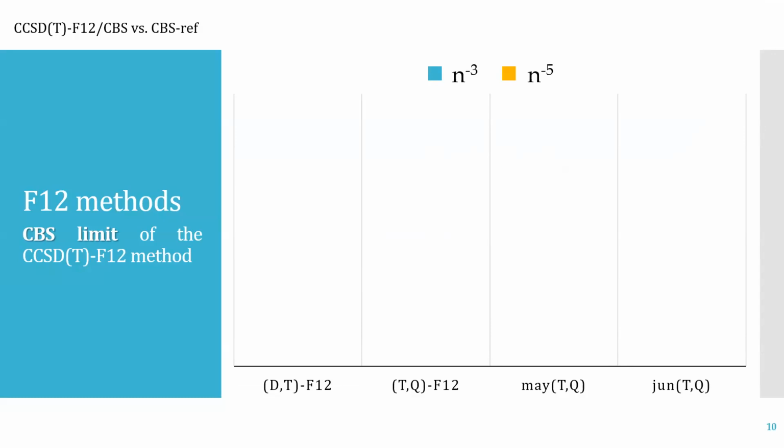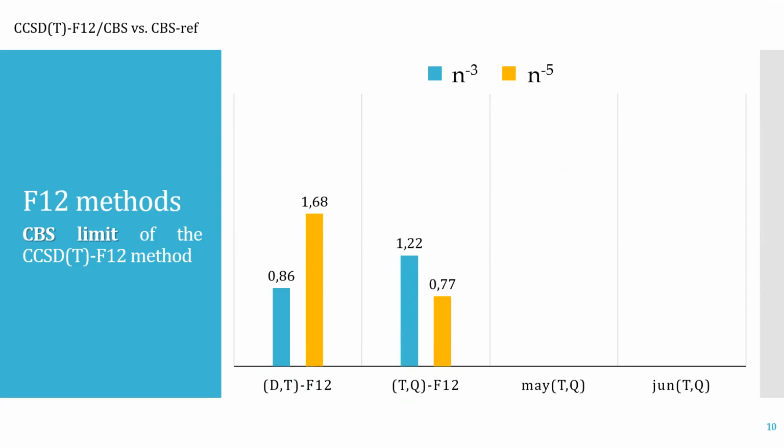And we are employing just two extrapolations, n to the -3 and n to the -5, as others were not very reliable. So we employed a combination of double and triple zeta F12 basis sets, and we see that the n to the -3 formula is performing better. If we move to triple and quadruple zeta F12 basis sets, the n to the -5 is performing better this time with respect to the -3, and we have an error of 0.77%, so below our target.